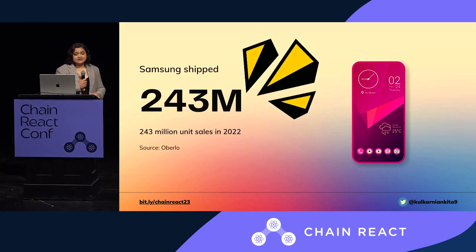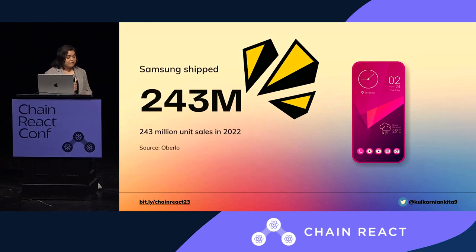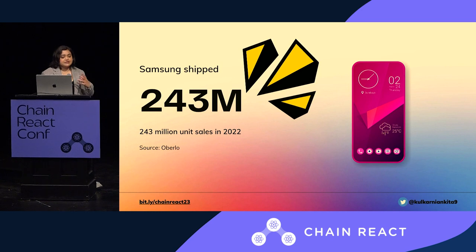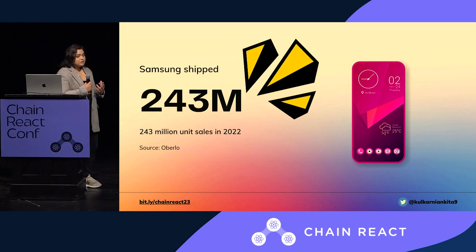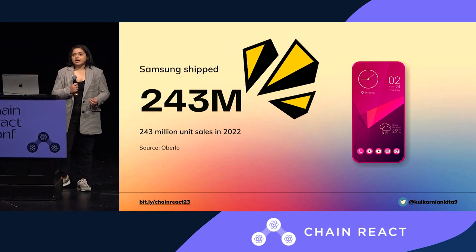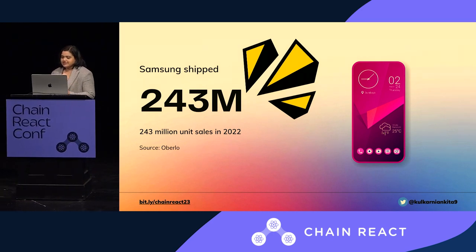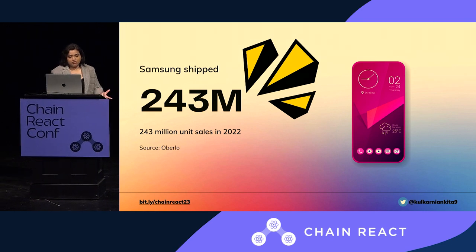And this is a recent stat that I grabbed from Oberlo: Samsung shipped 243 million units in 2022. Samsung is a very popular device that has been used all across the world, and you want to make sure that you use Samsung to test out your app performance.